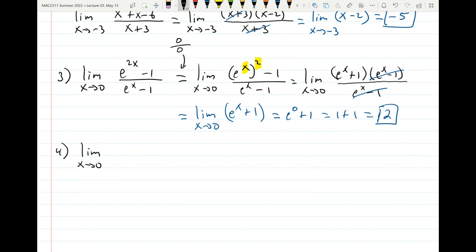Let's say that we have something like this. Okay? The limit as x approaches 0 of this function over here. So again, the first thing that you should always do is plug in. Just plug in and see what happens. Okay?